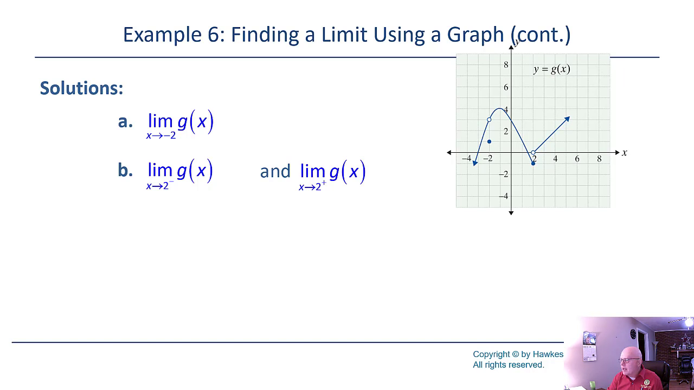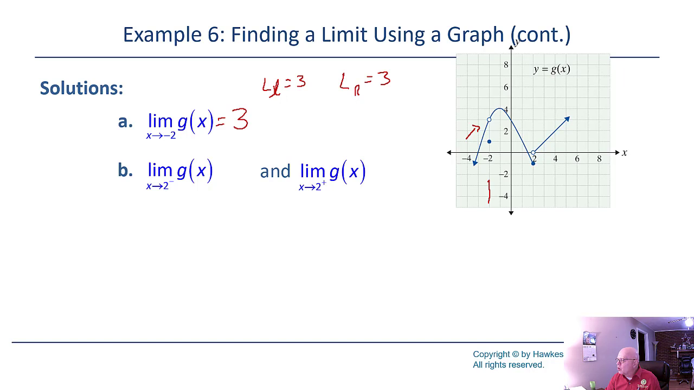We want the limit as x approaches -2, so we'll look at the -2 right here. From the left, as I get close to this, we're getting close to a 3. So the limit from the left equals 3. If I come from the right, it still gets close to a 3. Since they both exist and they're the same, the limit at -2 is 3.